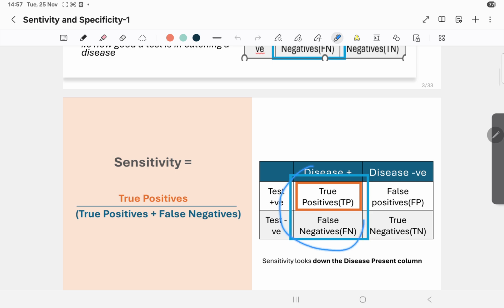We will take the disease population, and out of those, how many are true positive? That means how many are tested positive. So you look down at the disease present column, this column. So you take true positives divided by whole of this disease column.